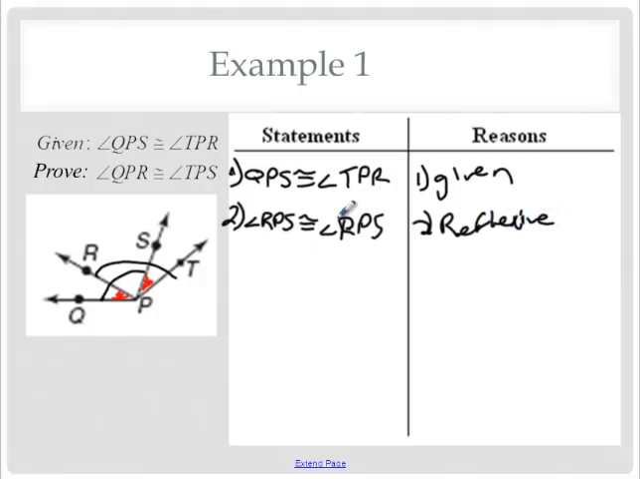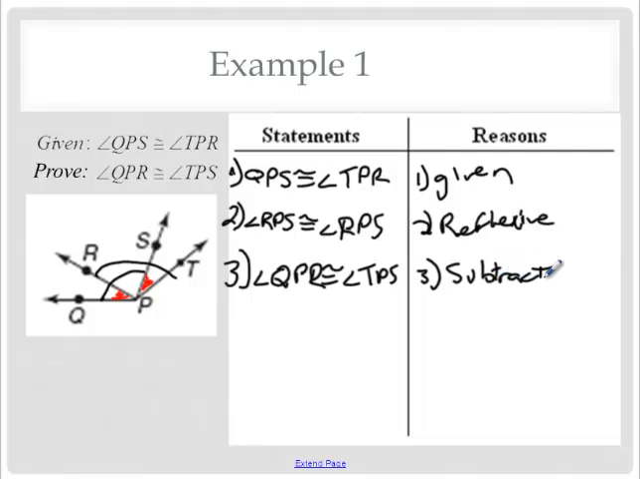So we're going to be using reflexive property a lot throughout the whole year because of this reason. Now that I know that it's congruent to itself, now I can subtract it from QPS and TPR. When I take it away, I'm left with QPR and angle TPS. And since I took something away, that's subtraction.